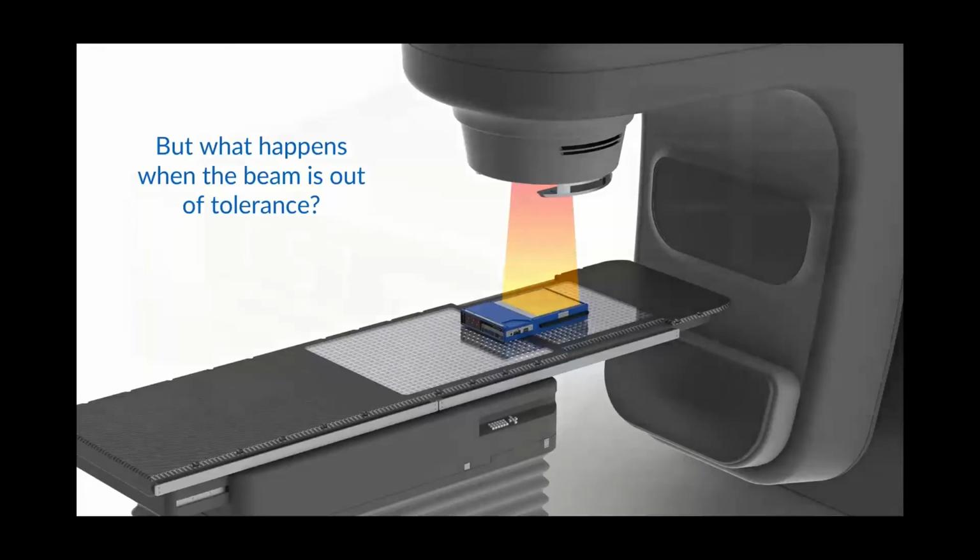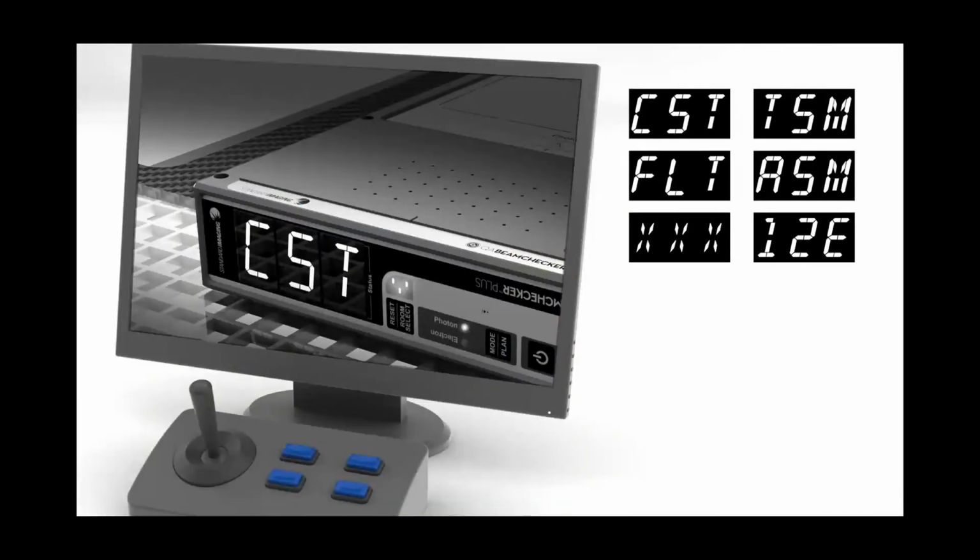You'll have a whole list of different readouts showing you exactly what that error was. CST being constancy, TSM being transverse symmetry, ASM being axial symmetry, and your flatness measurements. Those X's there are saying that it didn't recognize the beam. So if for some reason you don't have the beam or the energy you want to do baseline, you'll get those X's just to notify you that there was an issue with the reading.